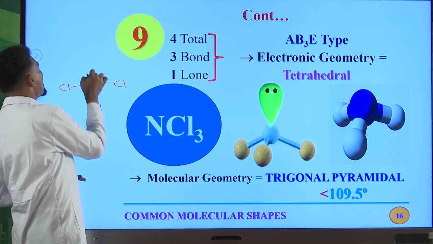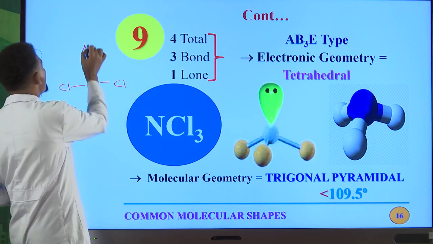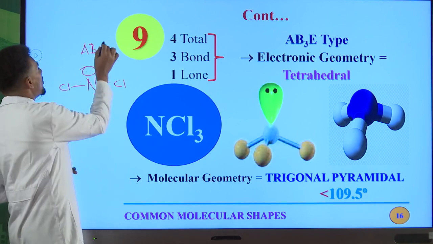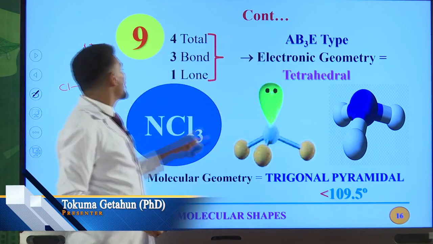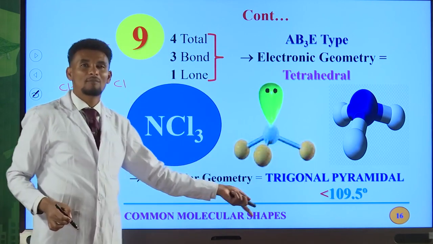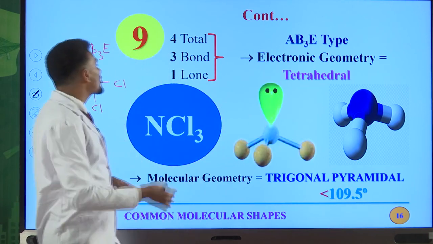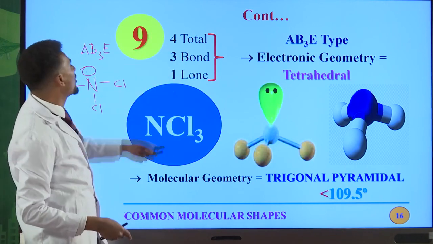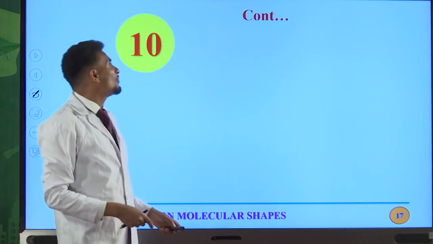From this, N is the central atom, A. We have totally 3 chlorine atoms, so B3. And we have only 1 lone pair of electrons. This is the lone pair, that is E. AB3E type. So the shape of this molecule is trigonal pyramidal. This is the molecular shape or molecular geometry. The electronic geometry is tetrahedral because we look at the electron pairs to predict the electronic geometry for this type of molecules. So this is the 9th common shape of the molecules.